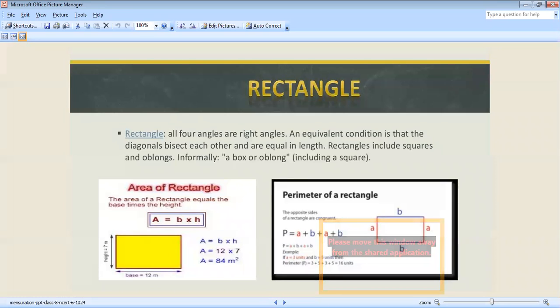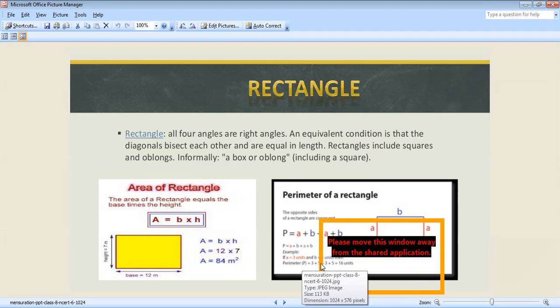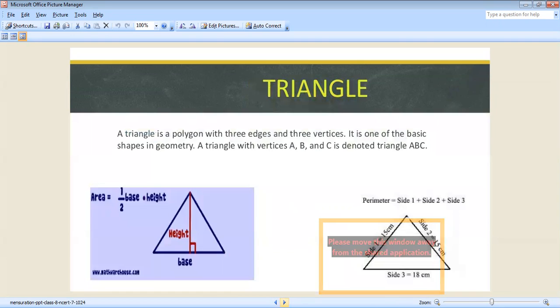Same also in the perimeter. In the perimeter we add the four sides. That is A plus B plus A plus B. So A plus A is 2A, B plus B is 2B. Taking 2 common outside, 2 into A plus B. For example, A equal to 3 units, B equal to 5 units. 2 into 3 plus 5, that is 2 into 8, 2 eights are 16 units.